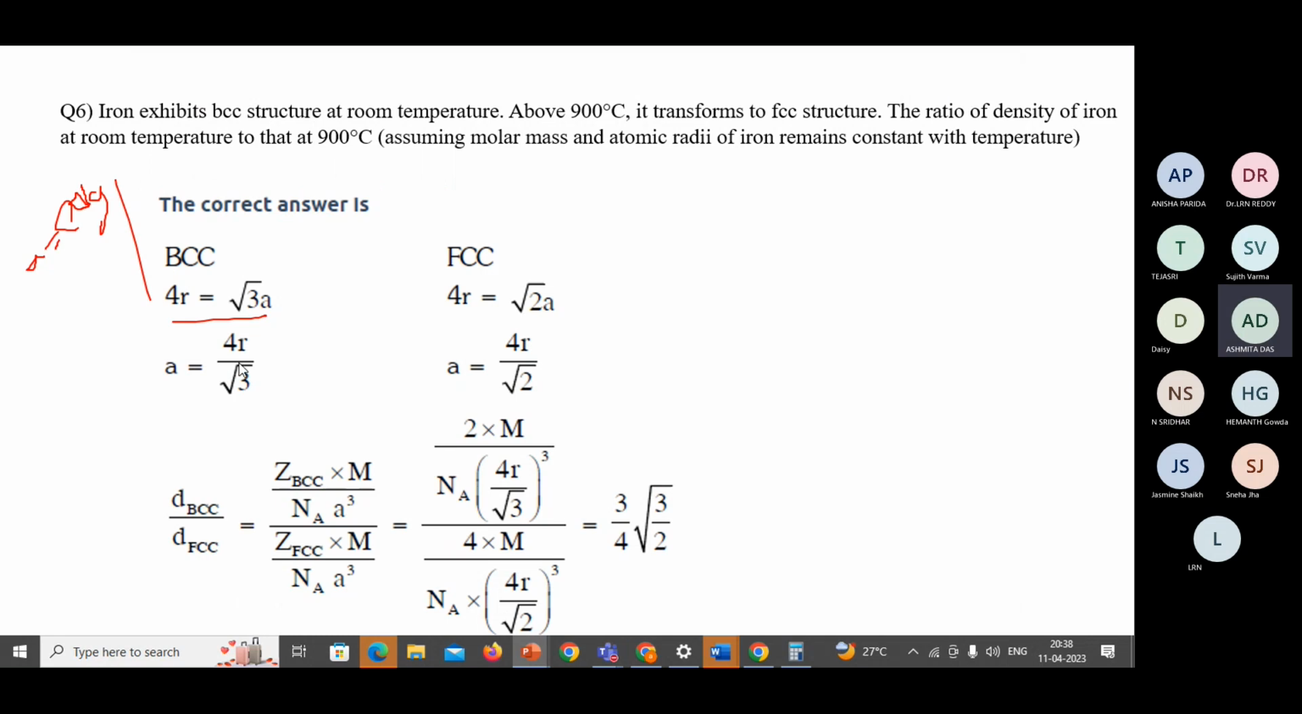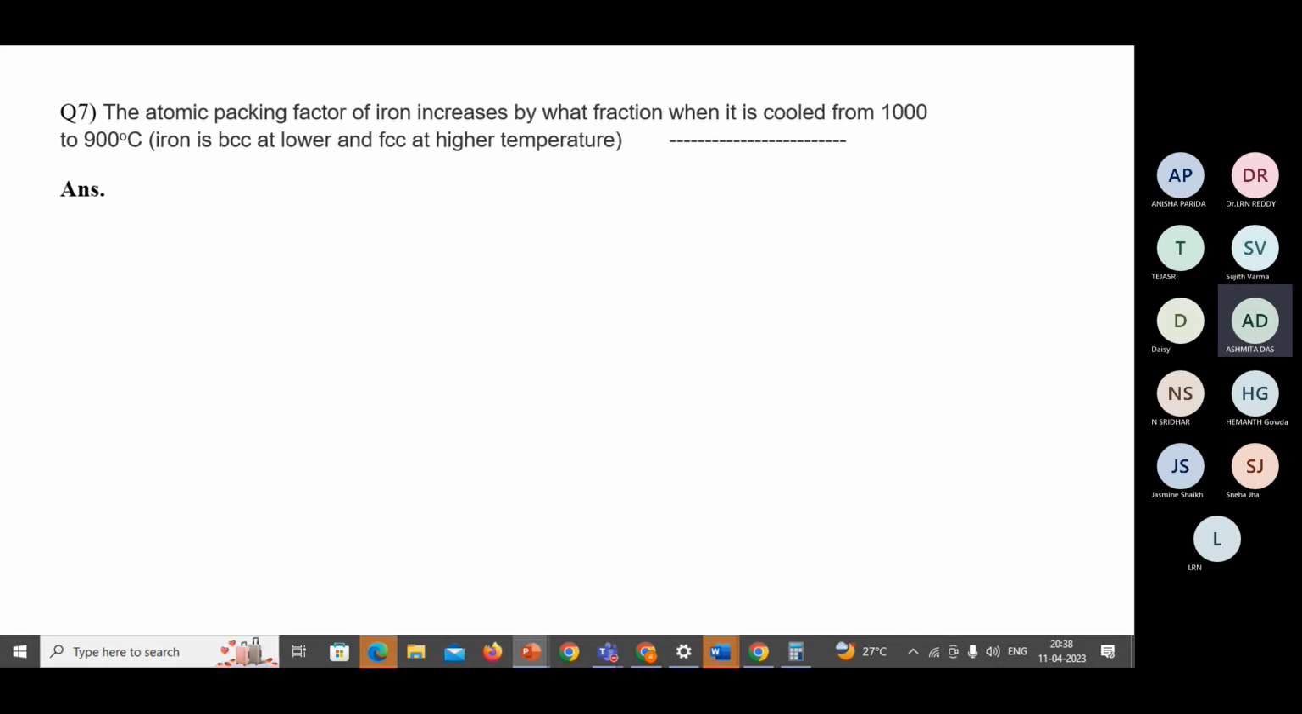Okay. So now, from 4r by root 3 and 4r by root 2, if we go for density, this is the formula of density. There we put in place of edge length directly 4r by root 3 whole cube and 4r by root 2 whole cube, and the rest of the things will cancel off, and the value comes as root 3 by 4 over root 3 by 2. Now moving to the next question.